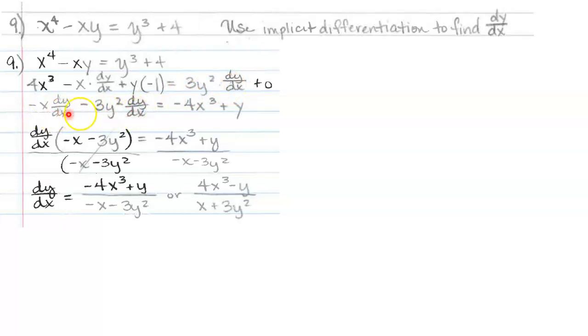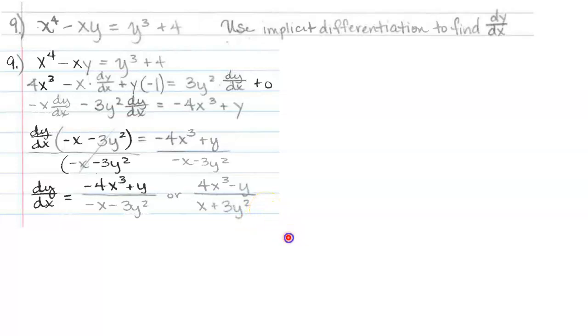Everything on the left has a dy/dx in it, so I'll always be able to factor out a dy/dx. If you put your finger over the dy/dx, you can see that what you're left with is negative x minus 3y squared. To get dy/dx by itself, let's divide both sides by the negative x minus 3y squared, and that's our answer. Or you could factor a negative out and write it in this way. Either way is perfectly fine.